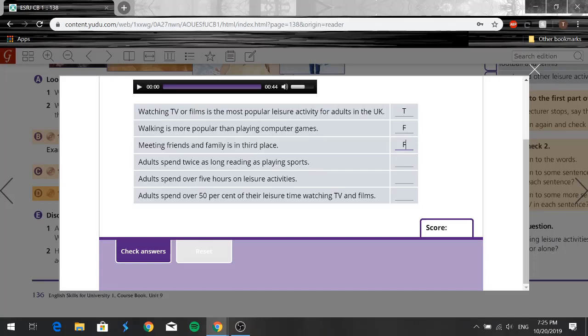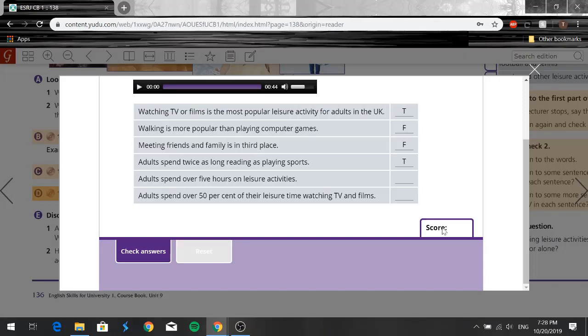For that, we'll say the sentence is true. Because adults spend twice as long reading as playing sports. Well, 24 minutes to 12 minutes, right? That's usually the range on how adults spend these 5 hours on leisure activities. Okay? Then we have adults spend over 5 hours on leisure activities.